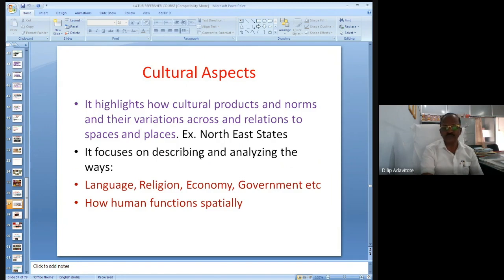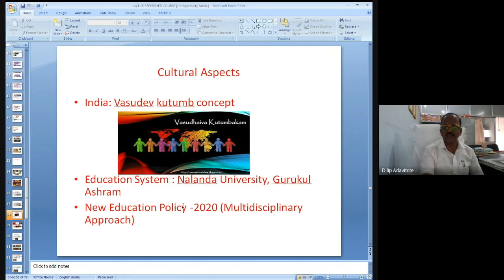The cultural aspect, we just highlighted Northeast states, describing the ways, language, religion, how human functions spatially is very important. Cultural aspects, as we know, our Vasudhaiva Kutumbakam concept comes from the old education system, Nalanda University, Takshila University, where there were Gurukul ashramas, how important they were at that time. And now again, we are taking some initiatives from that. And this New Education Policy 2020 is highlighting this multidisciplinary approach towards the education system.